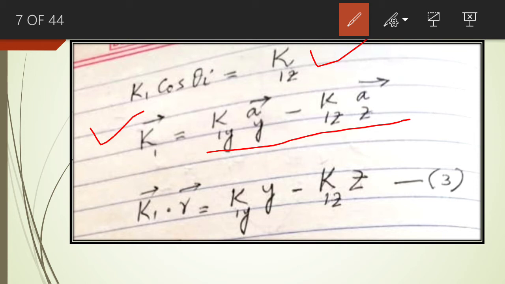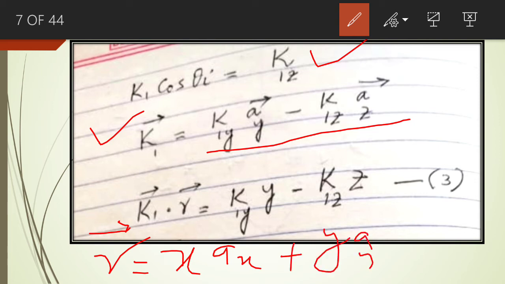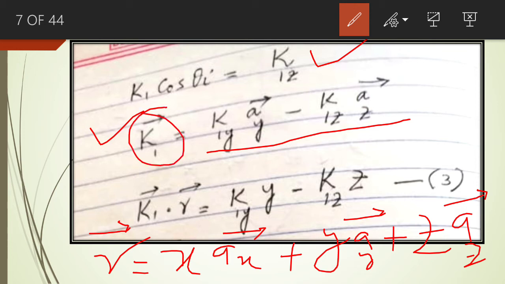And what we do, we consider the three-dimensional vector R, which has a component along x-axis, a component along y-axis, and a component along z-axis. We have already considered this three-dimensional distance vector. So we take the scalar product of k1 and this vector r.